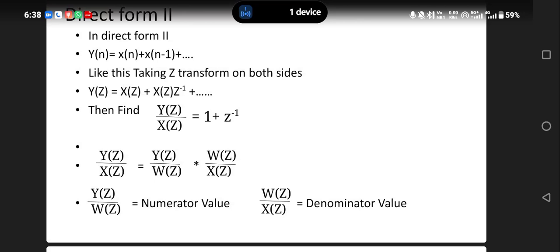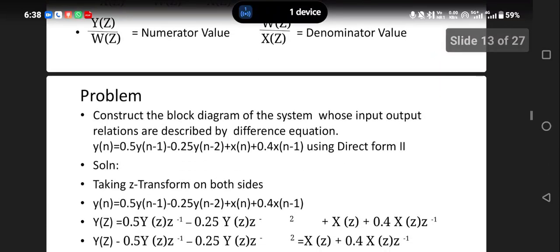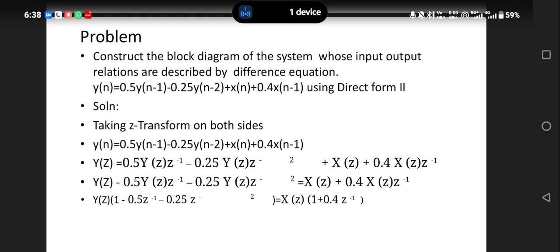Then we can expand y of z by x of z by introducing one weight element w of z: y of z by w of z into w of z by x of z. We can consider y of z by w of z as the numerator value, and w of z by x of z as the denominator value. And the problem is, construct the block diagram of a system whose input-output relations are described by the difference equation. First step, taking Z transform on both sides.